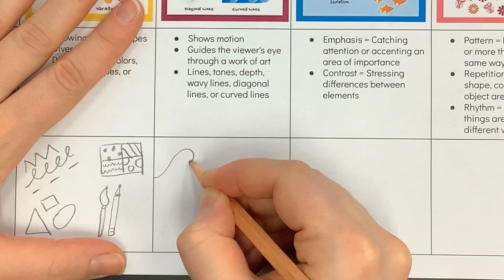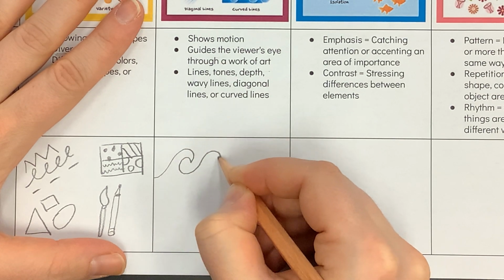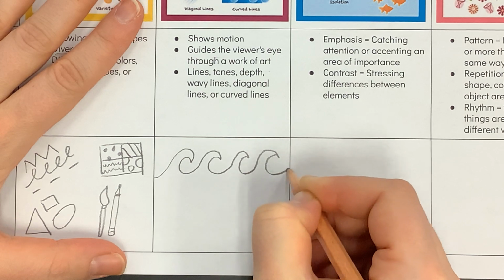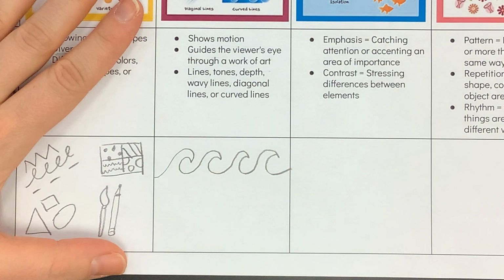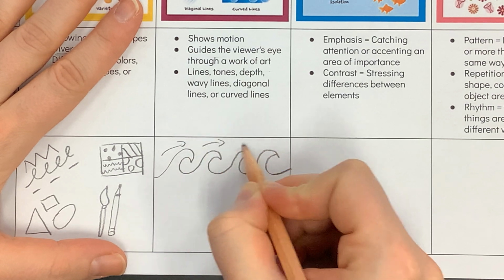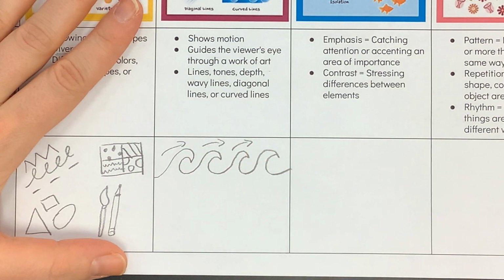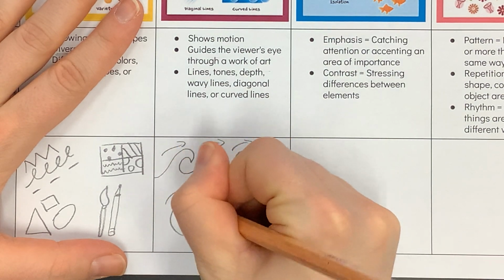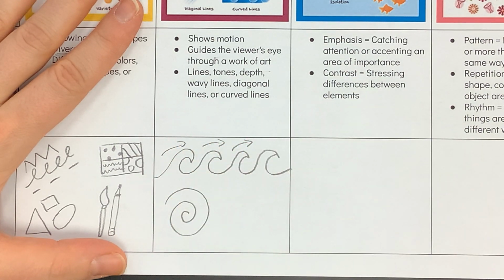You can decide how you want to draw them, okay? But you just kind of curl up and back. Those ocean waves are going to create movement. They're essentially moving your eye this way, right? Another one would be a spiral, which can create movement.